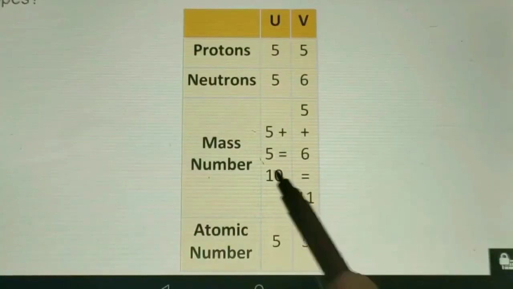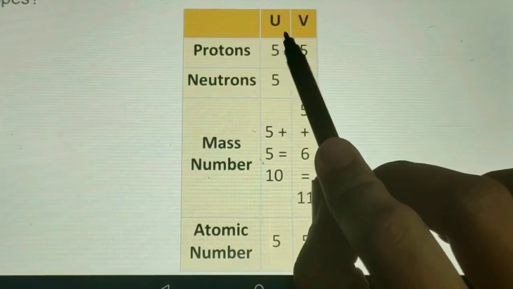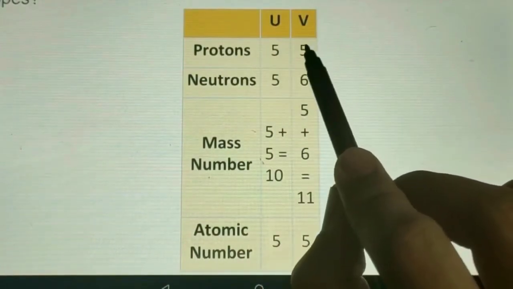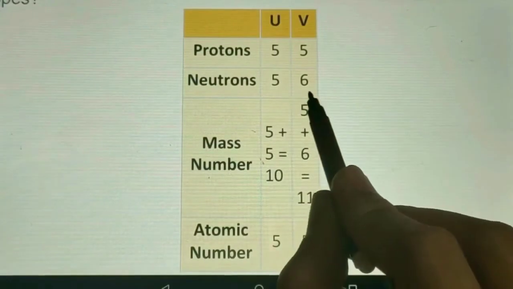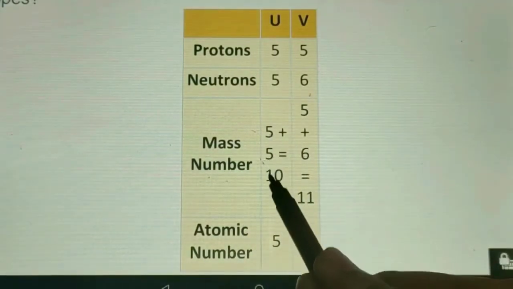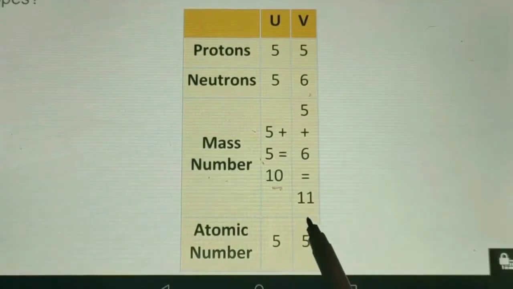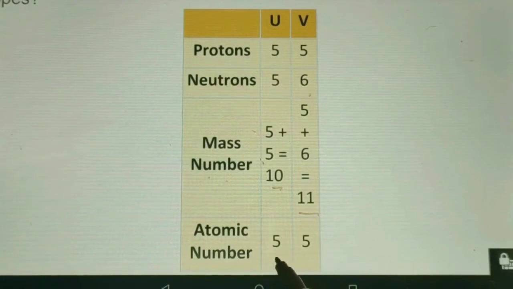Now let us consider an example. Consider 2 atomic species, namely U and V. Are they isotopes? U and V have protons 5 and 5, neutrons 5 and 6, making the mass numbers 5 plus 5 equals 10 and 5 plus 6 equals 11. But we need to get the atomic number. Both of them have atomic number 5. From the above example, we can infer that U and V are isotopes because their atomic number is the same.